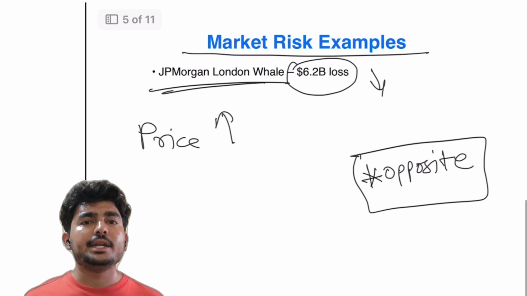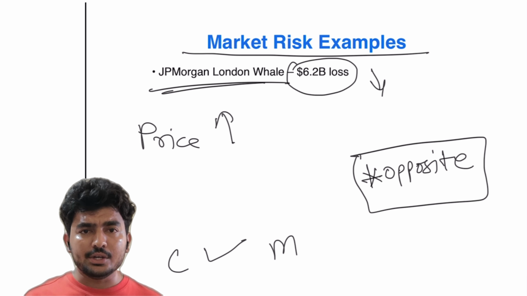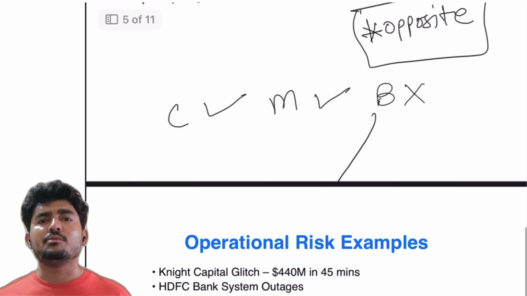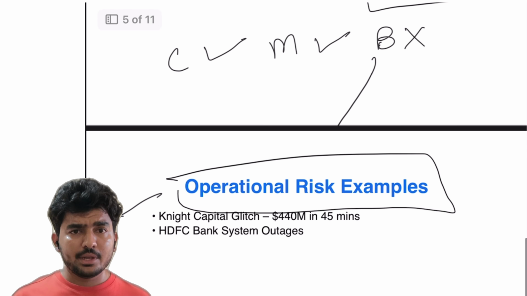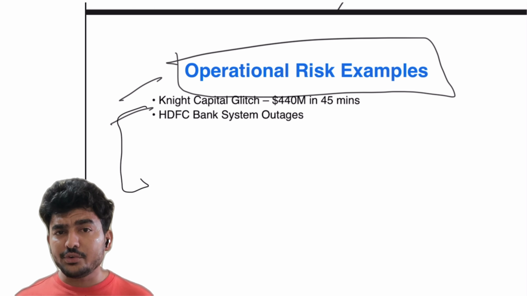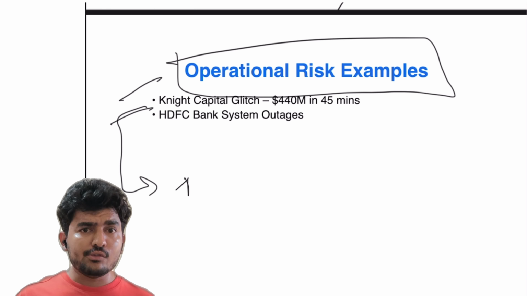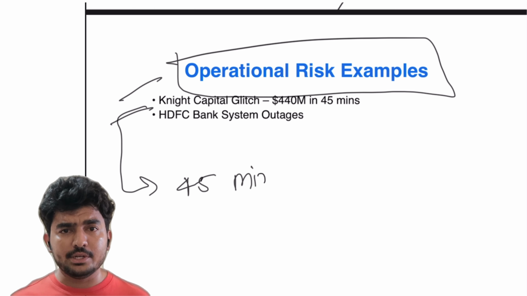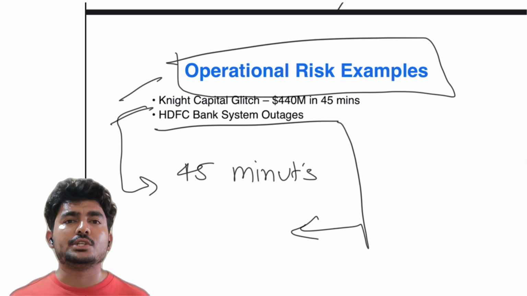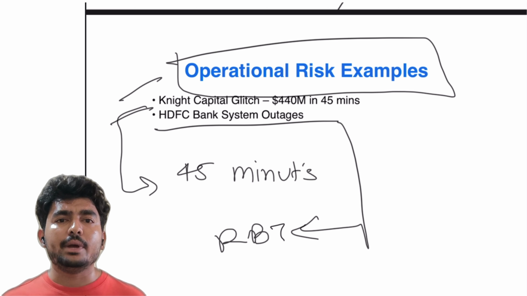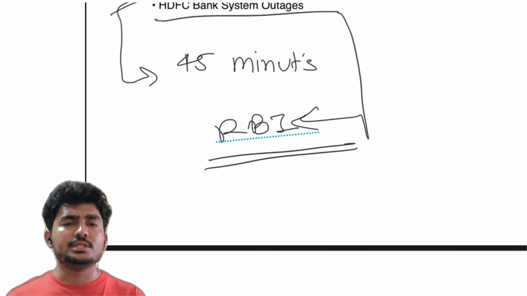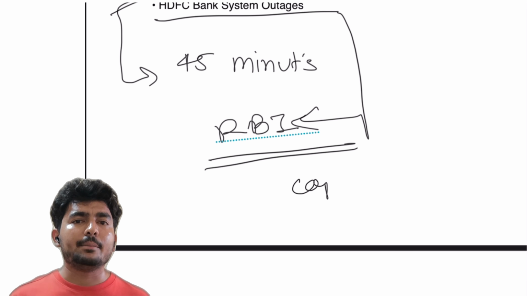And even if credit and market risk are under control, banks can still collapse due to operation risk. This comes from failure in systems, people, or processes. A perfect example is Knight Capital. One software glitch, wrong orders, and 440 million lost in just 45 minutes. In India, HDFC Bank faced RBI restrictions because of repeated digital banking outages. Again, pure operation risk. To protect banks from these risks, Basel introduced capital rules.